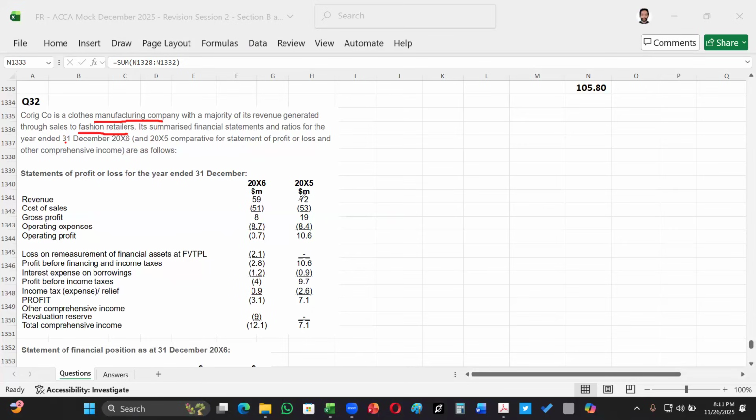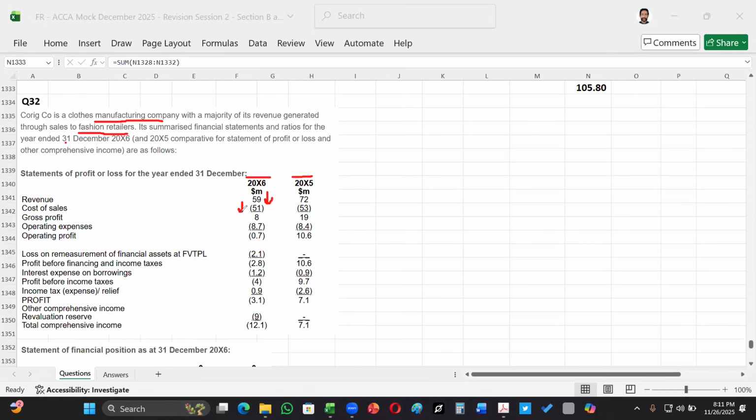We have the revenue for 20x5 and the revenue for 20x6. You see, the revenue for this year has gone down. The revenue is 59. Okay, so we will investigate the reason why the revenue has dropped. There is a drop in cost of sales as well. The cost of sales was 53. It has now come down to 51.